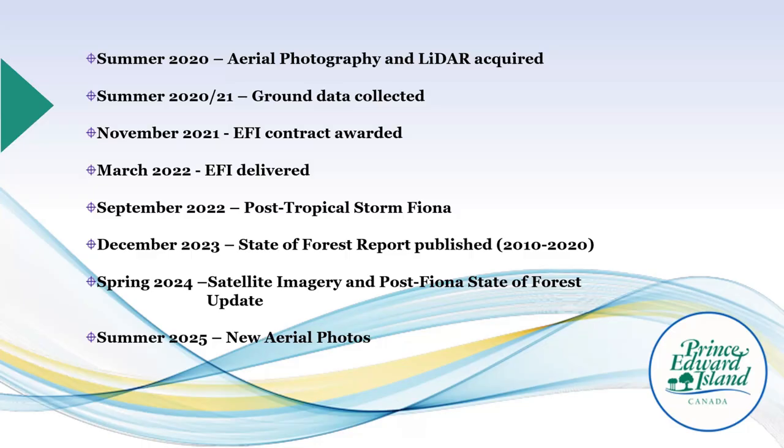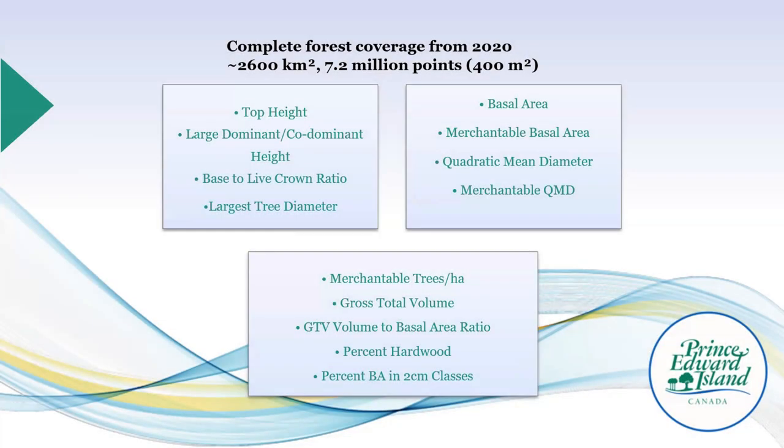So the EFI that we collected in 2020 and essentially purchased had all of these attributes. It covered the full forest, split into 400 square meter cells that a lot of people are familiar with. It's 7.2 million squares, 13 different attributes of height, basal area, and volumes, and then the basal area split into 2 centimeter classes as well. So loads and loads of metrics there. I won't get into them too much, but they're all pretty familiar to us all.